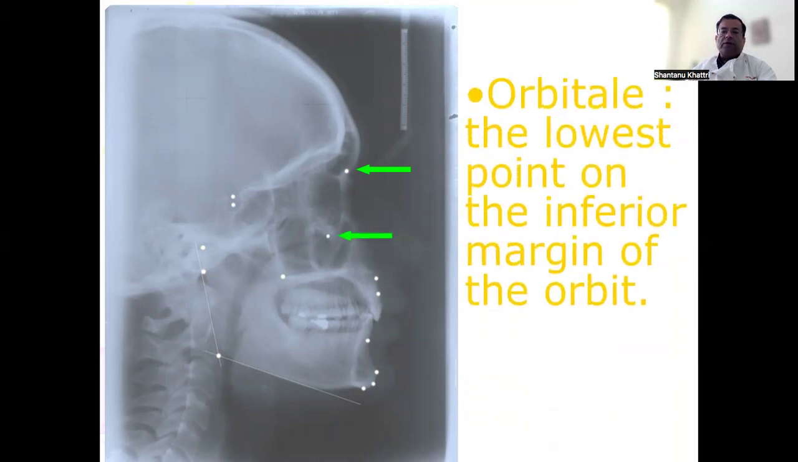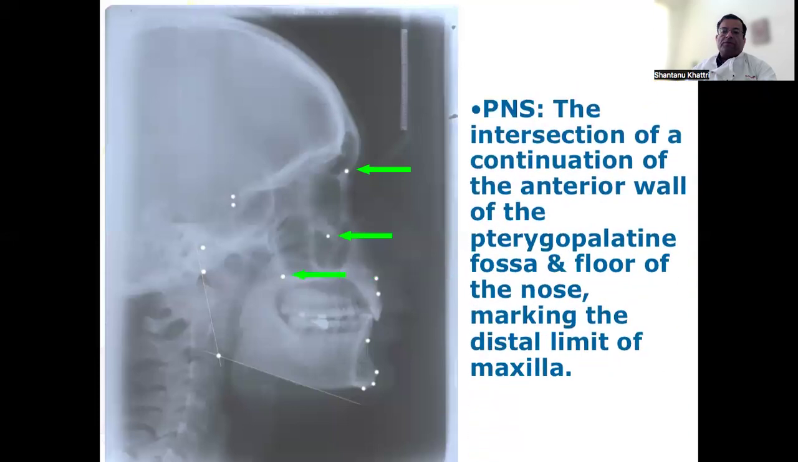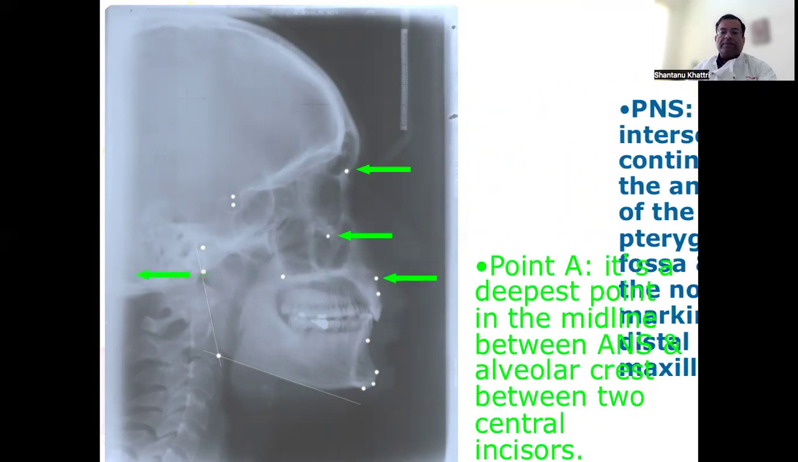Orbitale, the lowest point on the inferior margin of the orbit. Posterior nasal spine, the intersection of the continuation of the anterior wall of the pterygopalatine fossa and the floor of the nose, marking the distal limit of the maxilla. So this is the end limit of the maxilla.